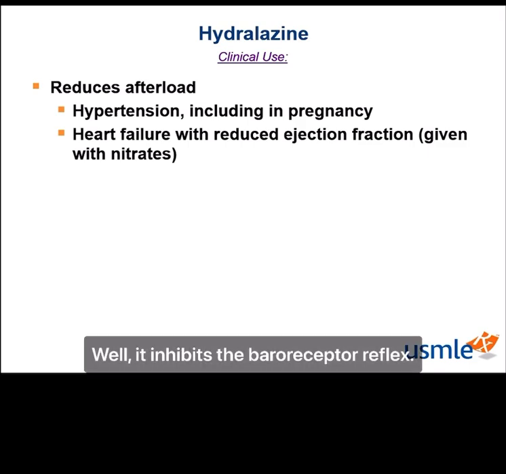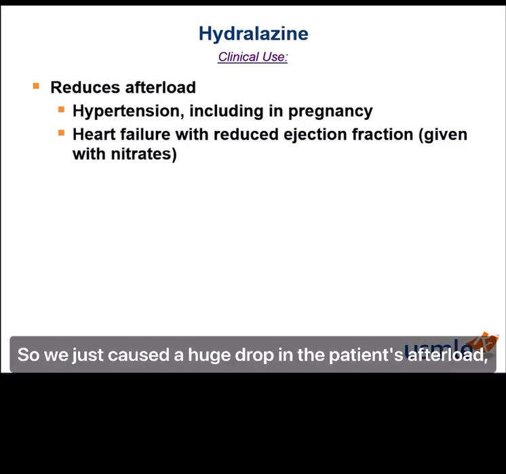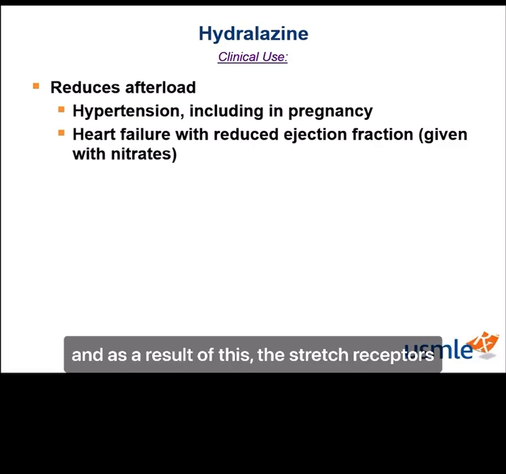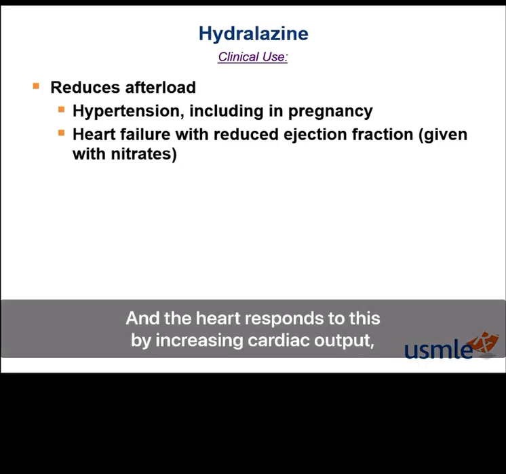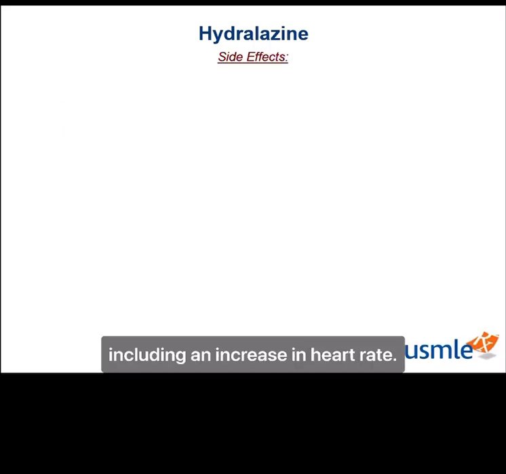Well, it inhibits the baroreceptor reflex. So we just caused a huge drop in the patient's afterload. And as a result of this, the stretch receptors in the aortic arch and the carotid sinus are going to sense this change and increase sympathetic output in order to prevent decreased perfusion to the brain. The heart responds to this by increasing cardiac output, including an increase in heart rate.